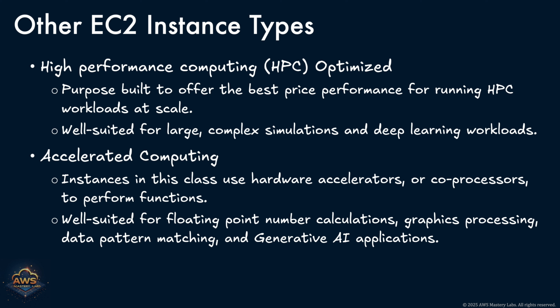Together, accelerated computing and HPC instances bring the power of specialized high-performance hardware to the elasticity of the cloud, enabling organizations to run the most demanding scientific, engineering, and AI workloads efficiently and at scale on AWS.